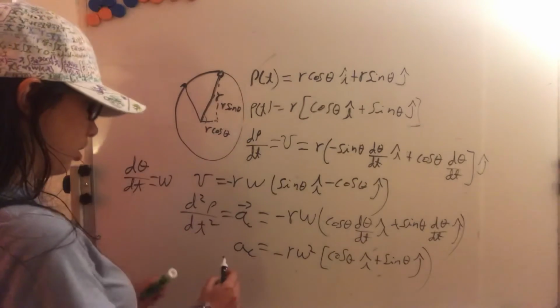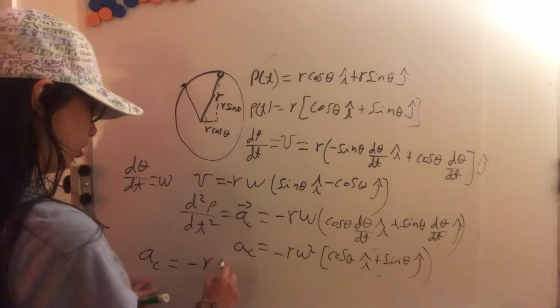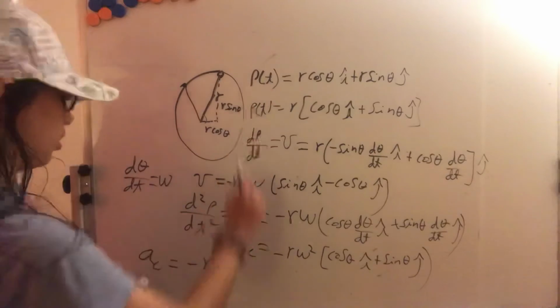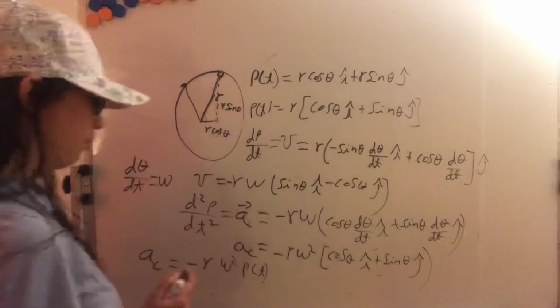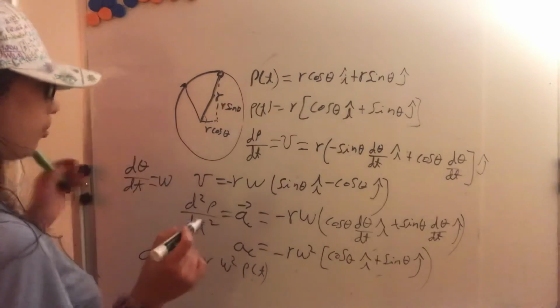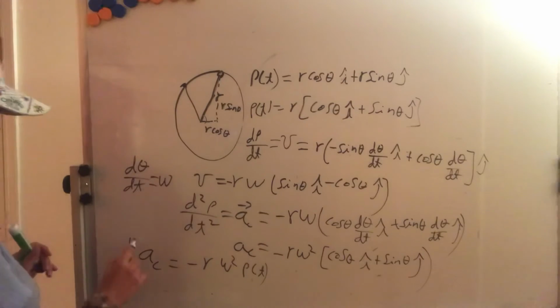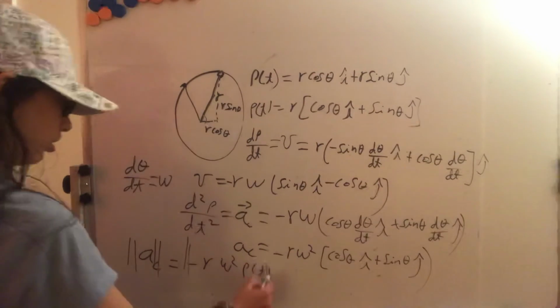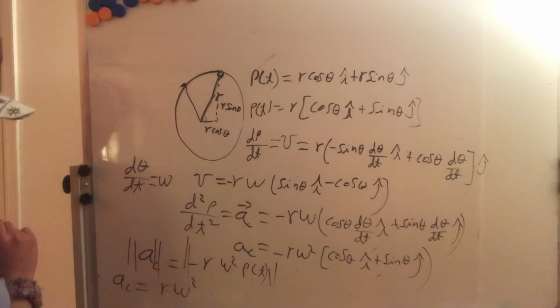So we have that the centripetal acceleration is minus r omega squared times p of t. So this is p of t. So the magnitude of the centripetal acceleration, this is the magnitude, would be just r omega squared. Now what is this?